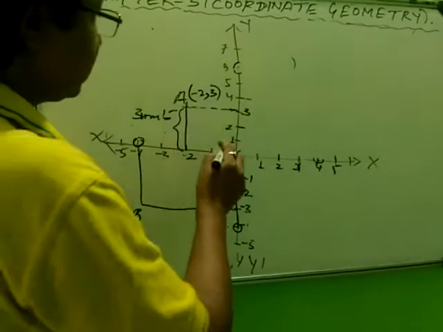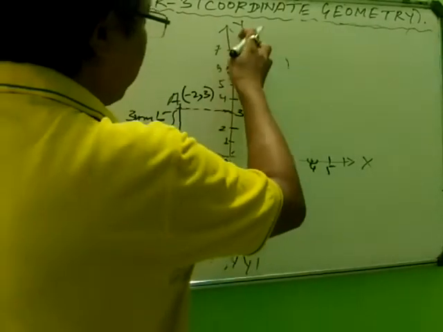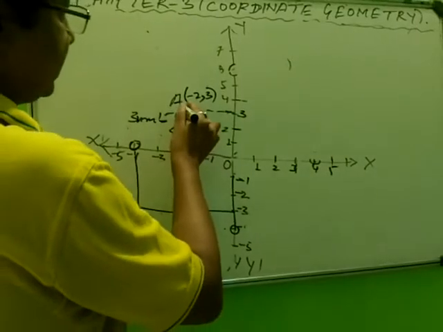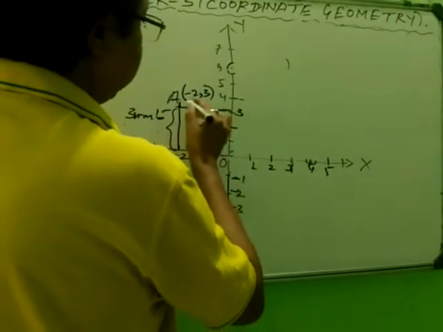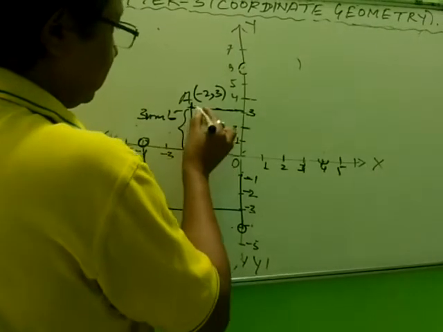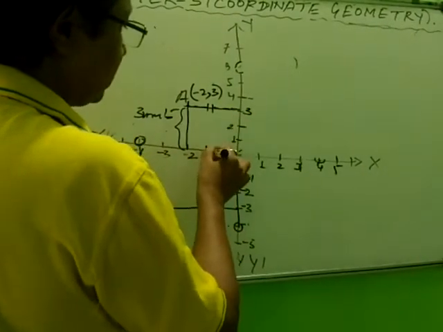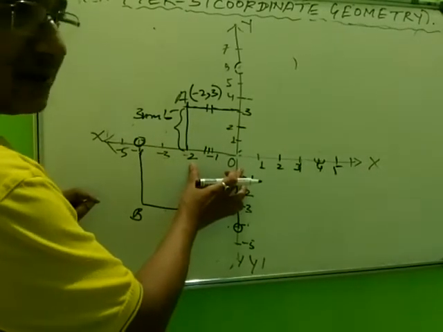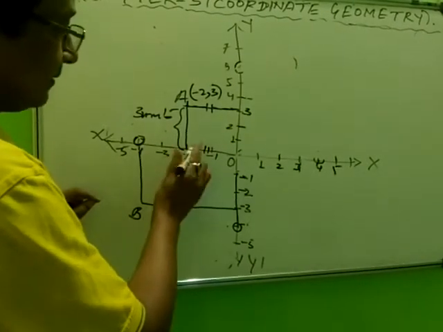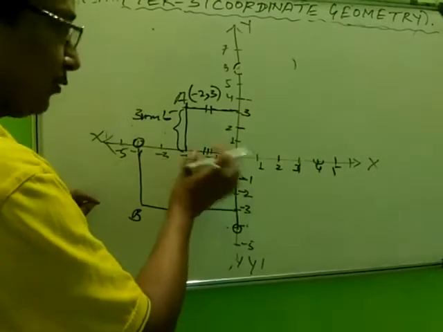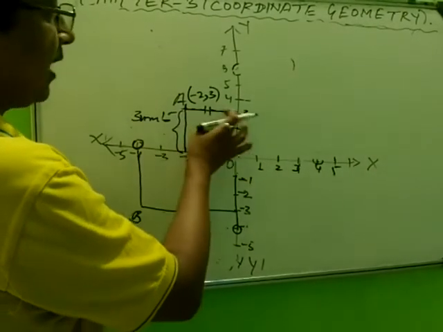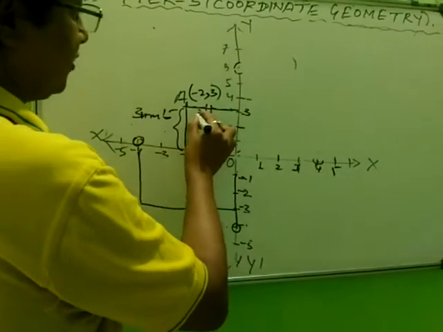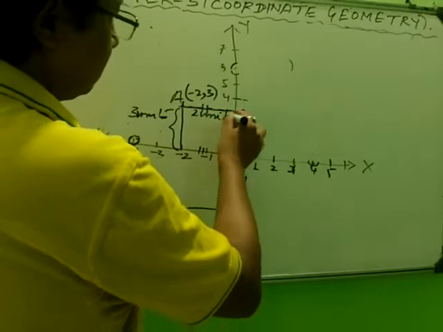Then what is the distance of this point A from the y-axis? This side and this side are equal. So here 0 to 2, how much? 2 units. Distance is always positive. Distance cannot be negative. So 0 to minus 2 means 2 units. So the distance of A from the y axis will be 2 units.